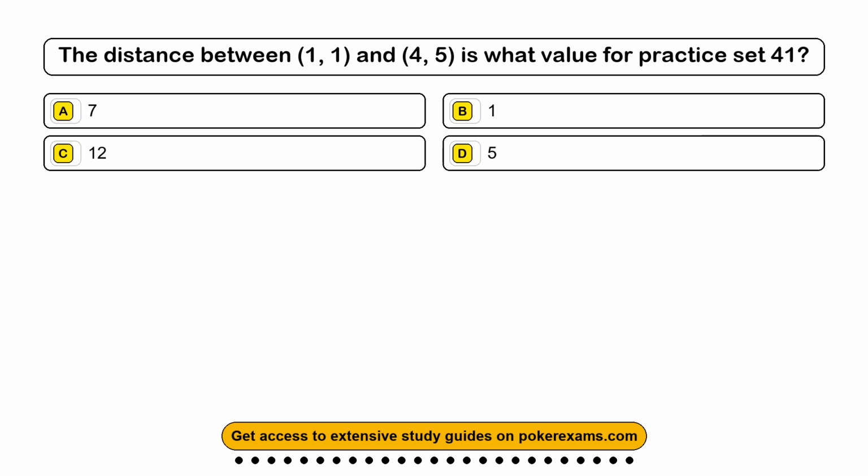Question 16. The distance between 1, 1, and 4, 5, is what value for practice set 41? Option A, 7. Option B, 1. Option C, 12. Option D, 5.